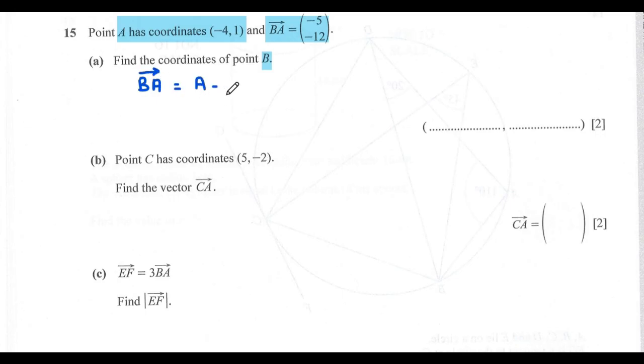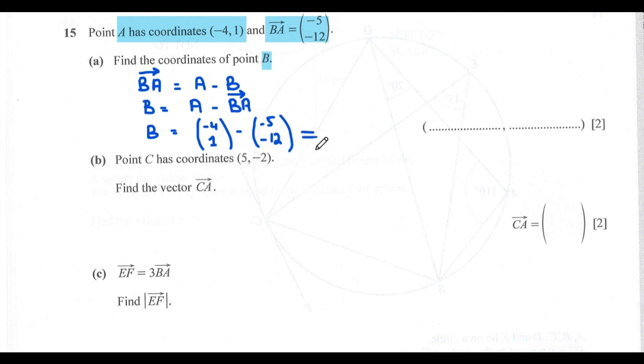So BA is equal to A minus B. You know, this is a formula. And if you want to get B, you'll rearrange the equation as A minus BA. Now to get the coordinates of B, I'll put the position vector of A, which would be -4 and 1, and the vector of BA is already given, which is -5 and -12. Now I'll solve it further.